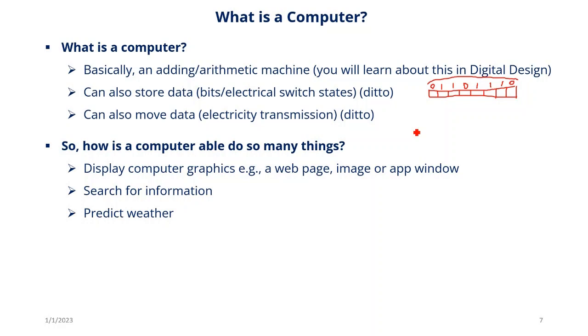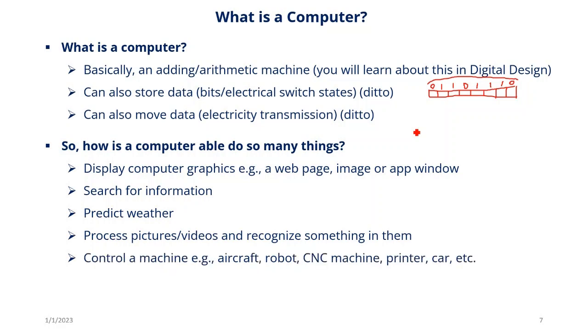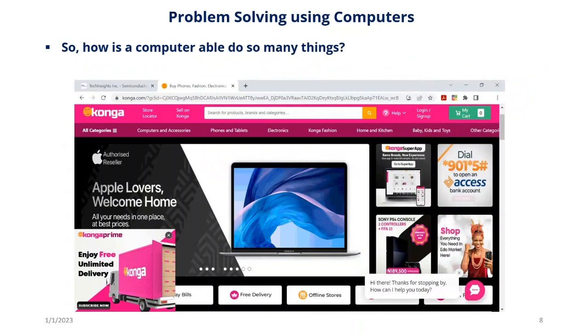Computers are used to predict the weather. Computers can process videos and images, recognize something in them and make decisions. Computers can control a machine, an aircraft, a robot, a CNC machine, that is a computer numerical control machine. Those kinds of machines, you put a piece of metal inside them and it just carves out a shape for you. Computers control a printer, control your car, so many areas where you can use computers in control. You use computers to play games. The applications of computers are very numerous and possibly cannot be exhausted.